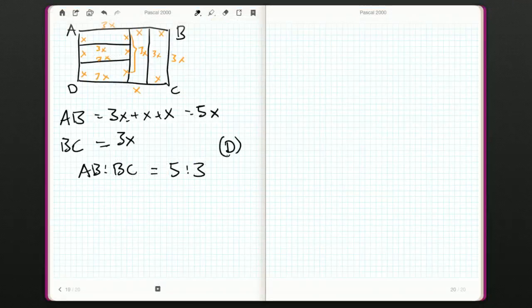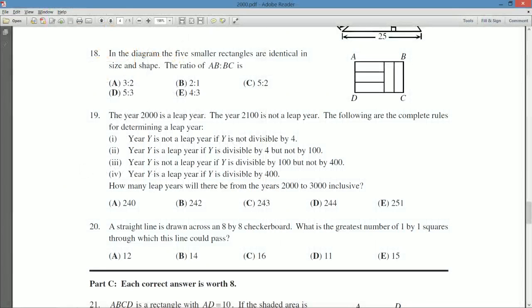All right. So that was actually a fairly quick question. Once we realized we're not going to be able to solve for some actual values, we might as well just label something x and see where we can go. So question 18, short and sweet.